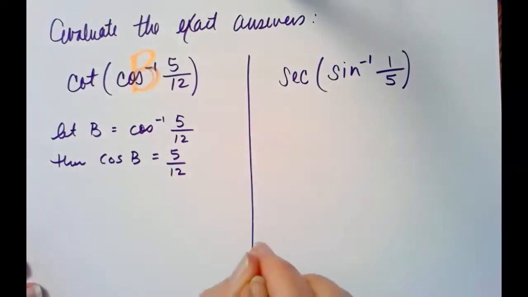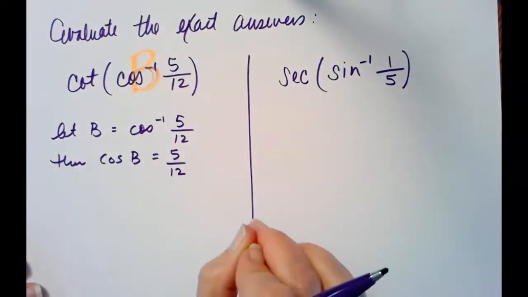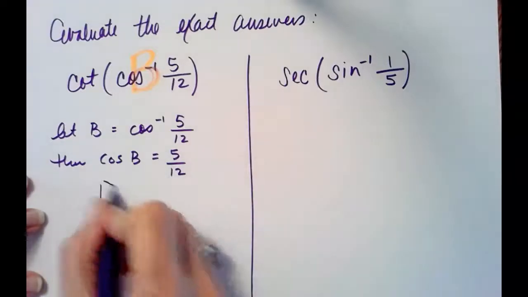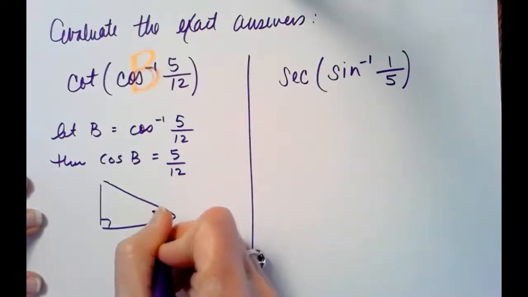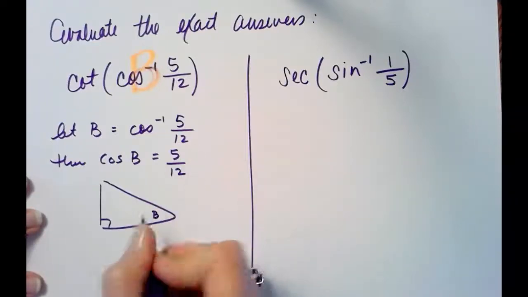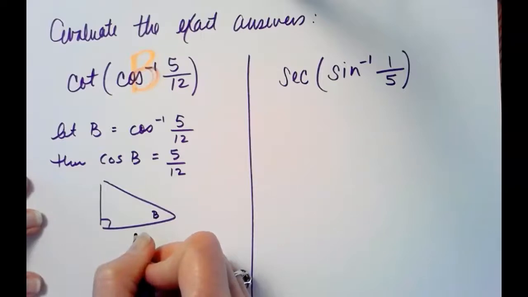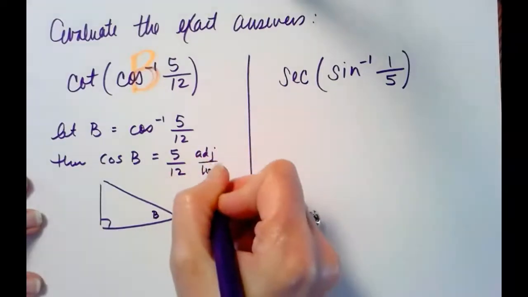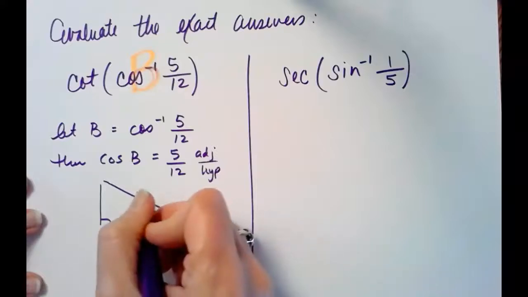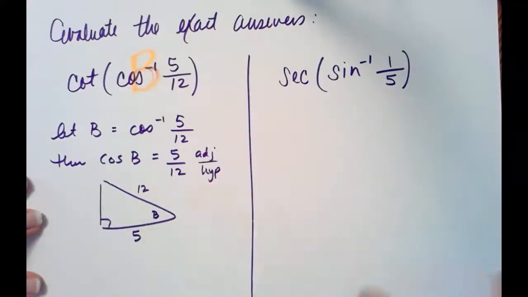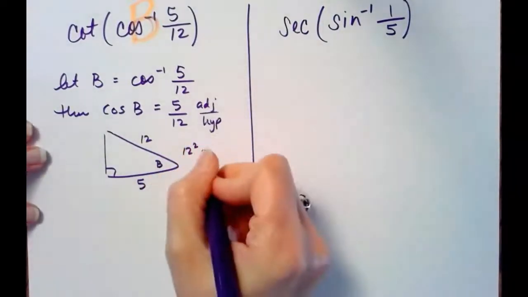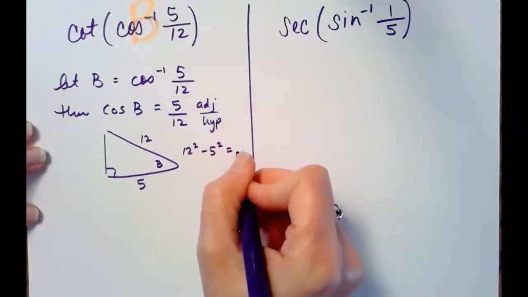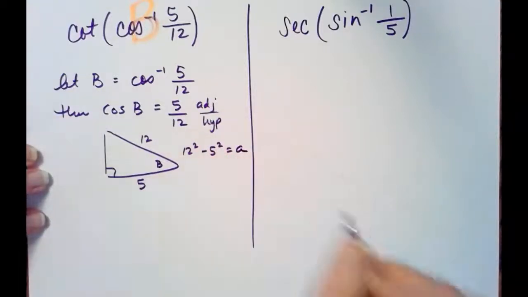This represents a triangle. So what we need to do is we need to draw this triangle. It's just a right triangle. It doesn't have to be beautiful or perfect. And let's put B right down there. So cosine B is, by definition, adjacent over hypotenuse. So this is adjacent, this is hypotenuse. Let's use the Pythagorean Theorem in order to find the missing side, which will be the opposite here. So 12 squared minus 5 squared equals, we'll just call it a squared over there.